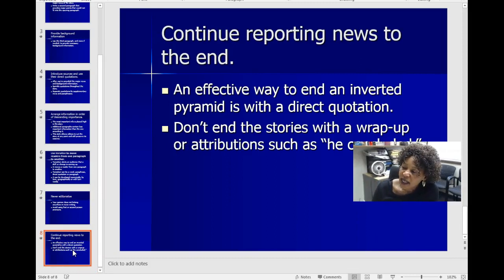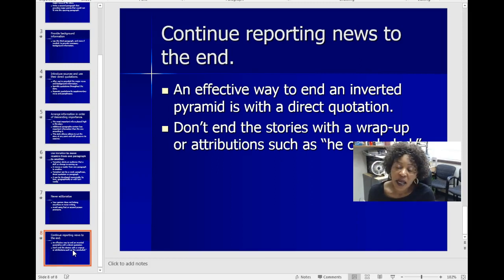A good way to end an inverted pyramid is with a quote. Let's say you were able to speak with an investigating police officer who says to you, "At this point, we really don't know what exactly caused this accident. We're going to continue looking into it." That would be a good way, because you're giving the reader some hope, something to look forward to, possibly future news stories.